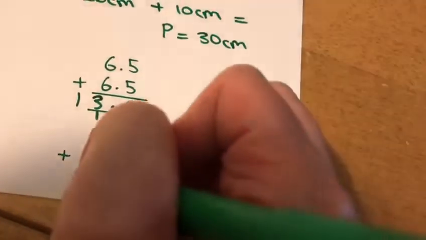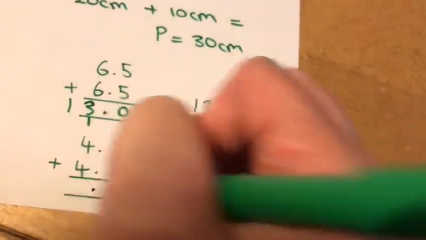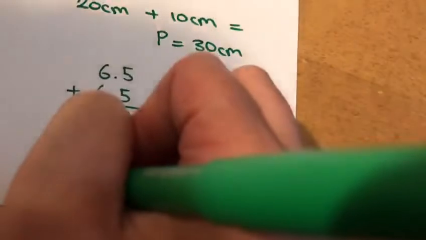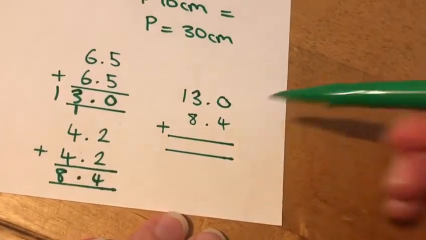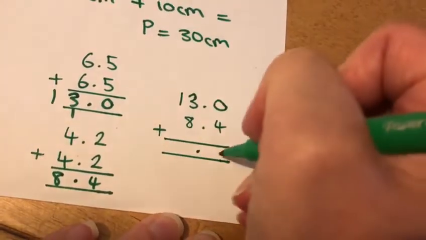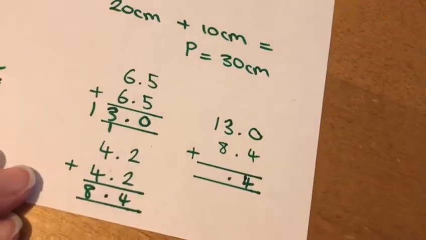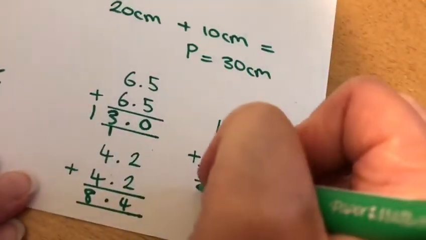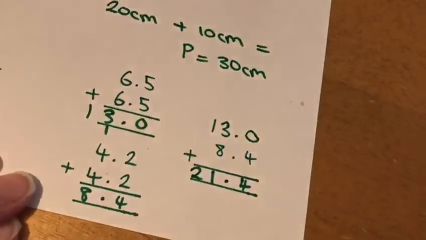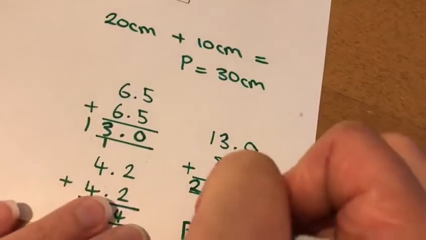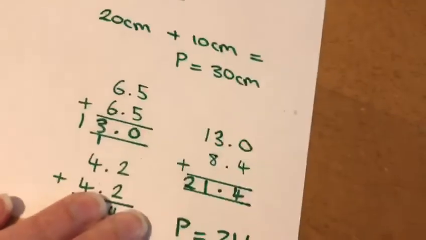Adding up the two short sides, putting decimal points, 2 plus 2 is 4, 4 plus 4 is 8, and then we've got those two numbers there, I've already written them down. Adding them up, 0 plus 4 is 4, 13 plus 8 is 21, and then the perimeter of that shape would be 21.4 centimetres.